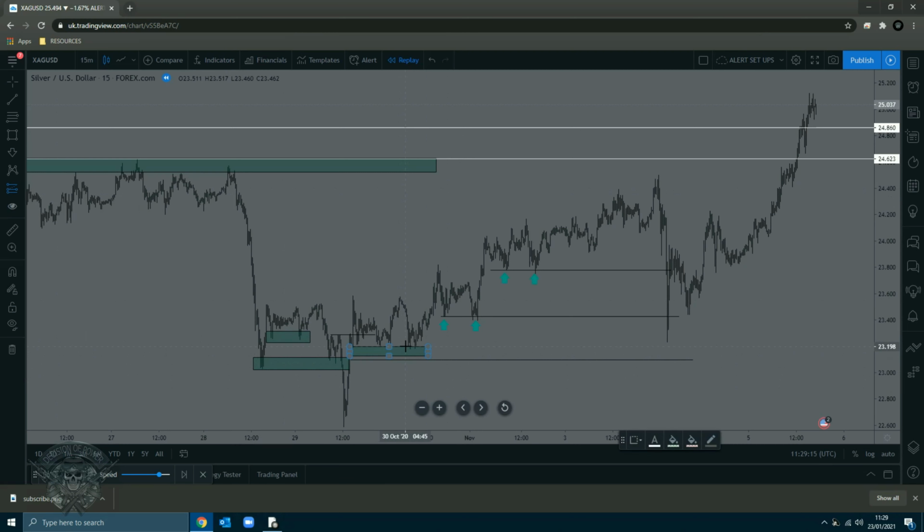let's have a look. That would have been the entry. Our stop would have been sitting there, and our second target would have been this point here. So it's a 16.46 to 1. If you're risking 1% of your account, you'd be looking at nearly 17% growth in one trade.